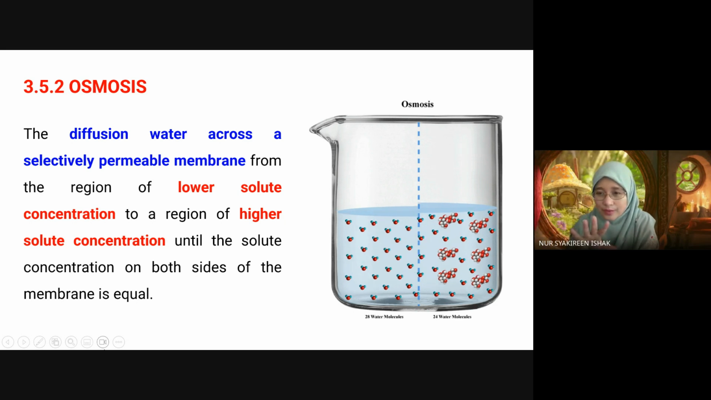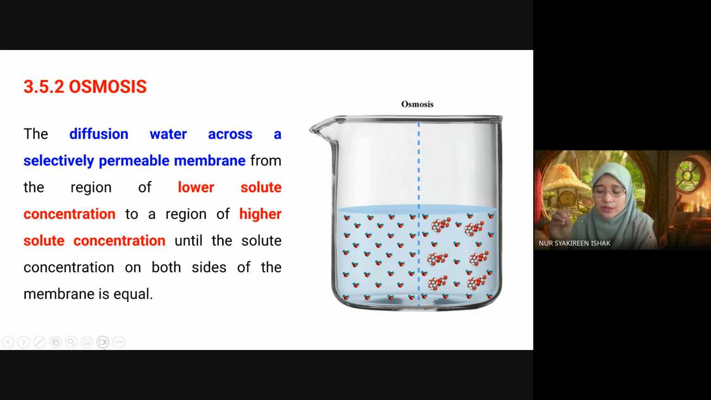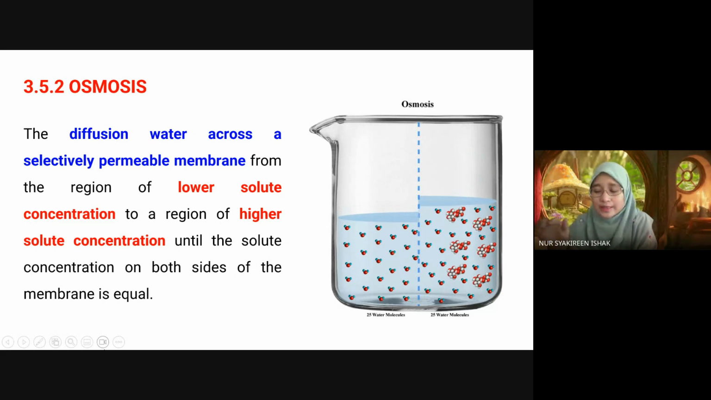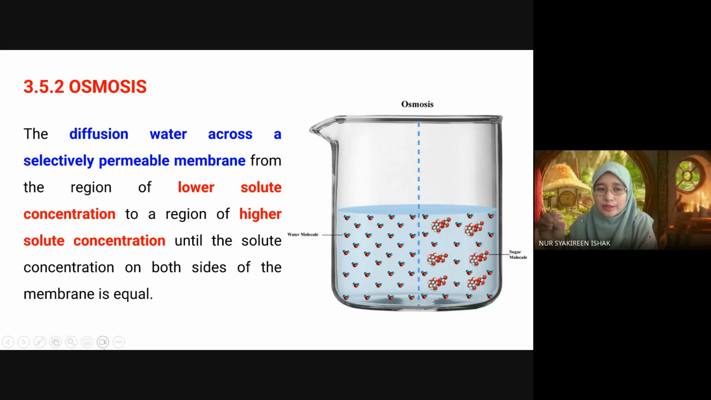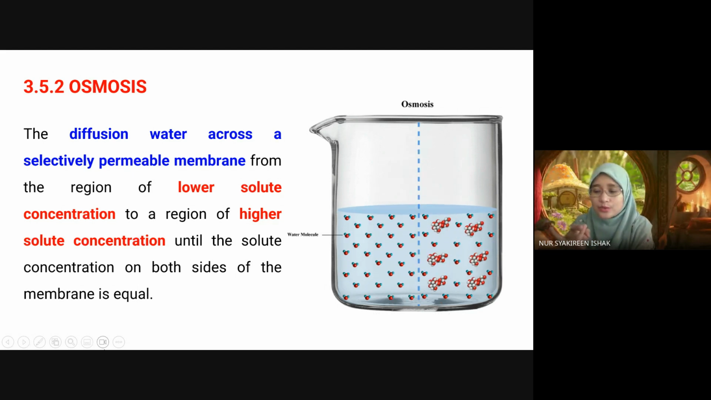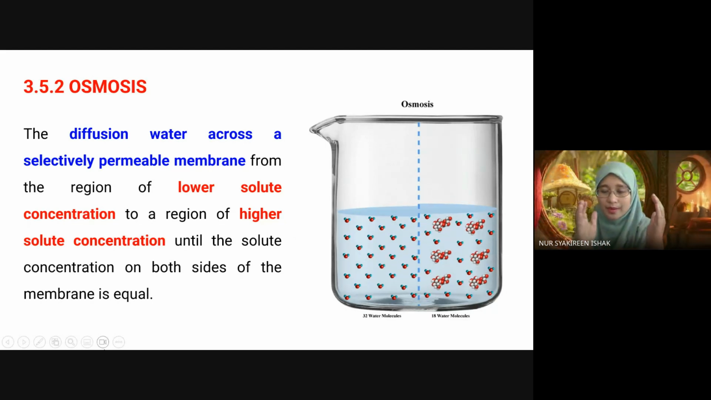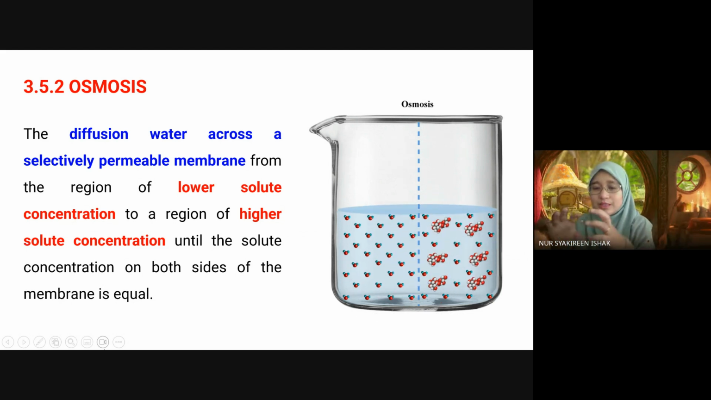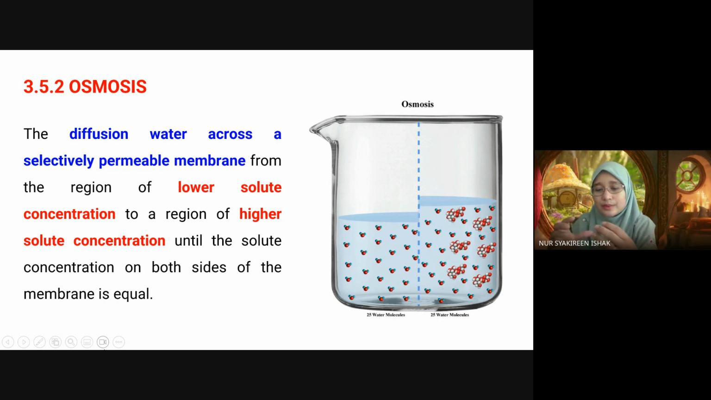So for diffusion, right? Under passive transport there is also osmosis, and after osmosis, we are going to look at facilitated diffusion. Basically, all these three: diffusion, osmosis, and facilitated diffusion involve the movement of molecules from high concentration to low concentration until equilibrium is reached, until the process completes.